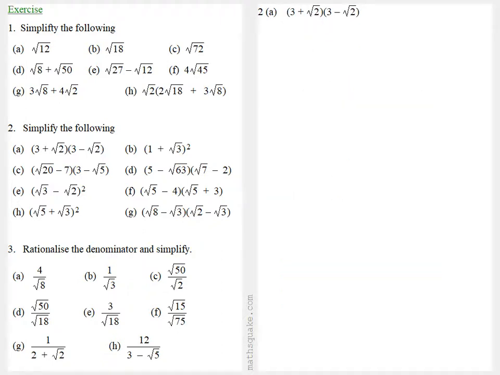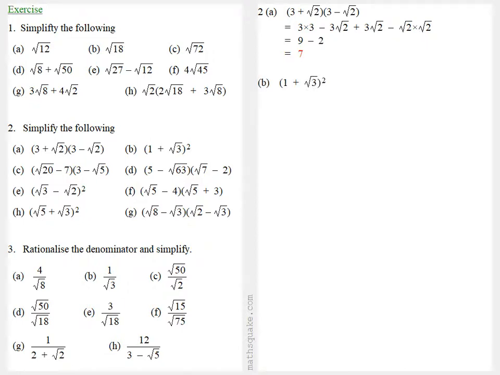Now in question 2a, we have to expand the brackets 3 plus root 2 times 3 minus root 2. Now we can do this. The first pair is 3 times 3. The outer pair is 3 times minus root 2, or minus 3 root 2. The inner pair is plus 3 root 2, and the last pair is minus root 2 times root 2. Well, that simplifies. You have 9. The 3 root 2's cancel out, and you're left with 9 minus 2, which is 7.